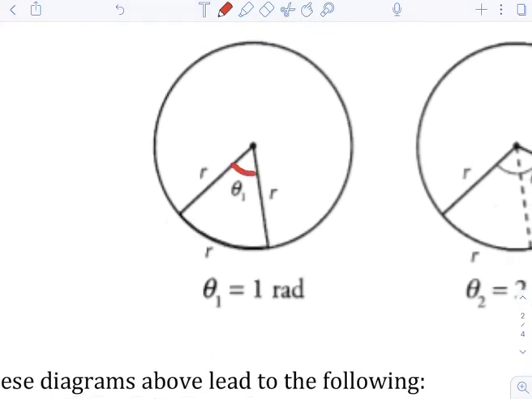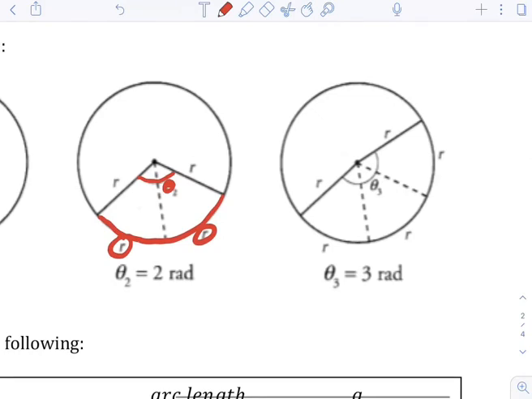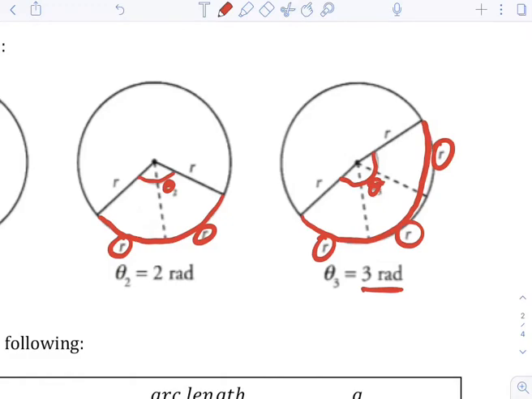So the angle that we've created has carved out a distance that is exactly the same as our radius, in this case r and r. So that would be an example of 1 radian. Keep going along here. Now in this case, the angle that's been created has carved out a length of 2r. So that would be called 2 radians. And same over here, you can see that the angle that's created has carved out an arc length equal to 1, 2, 3r. That's considered 3 radians.